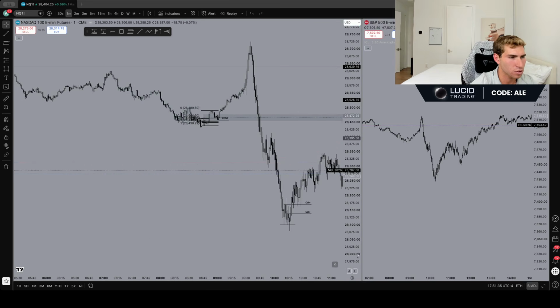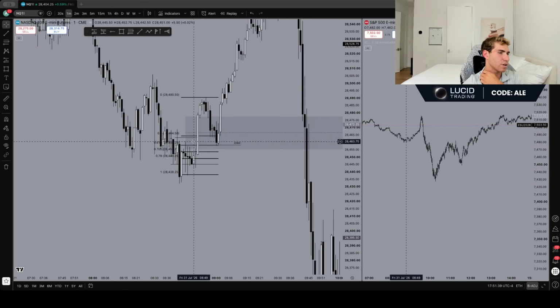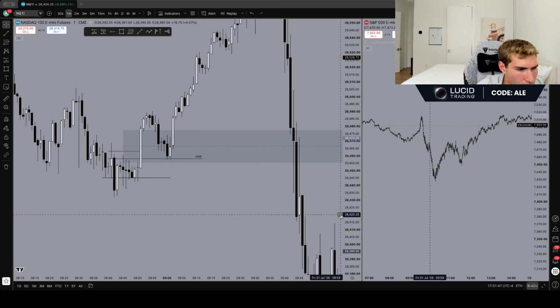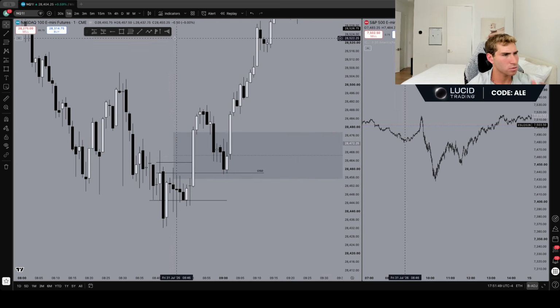What do we get here? Order block, or sorry, CISD, OTE, fair value gap, and then you get a displacement to the upside. What is this? Let's take a look at what this is. We tap into all these confluences. Oh, look at that. Let's see.